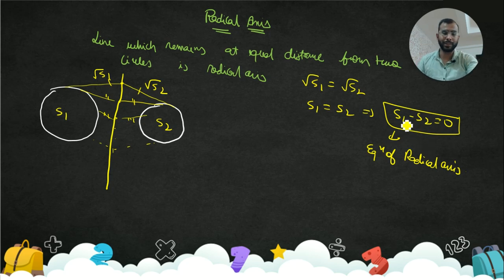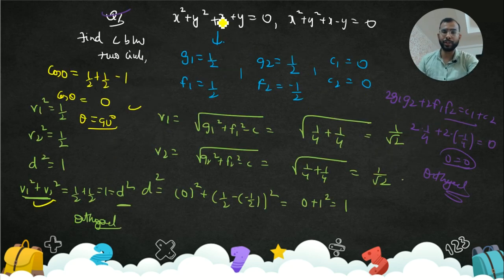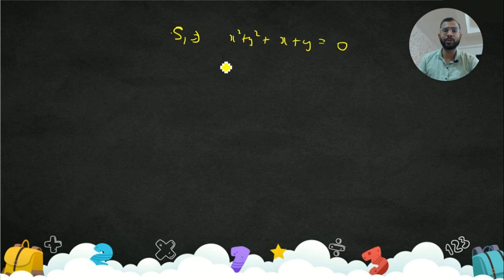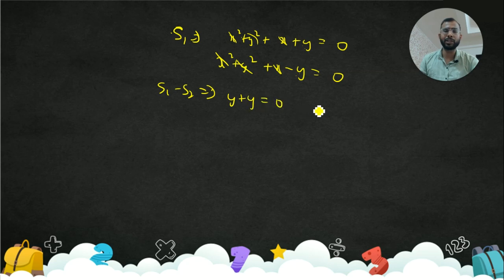For example, S1 minus S2 equal to 0, in this question you did, see what equation will be formed. Let me write it once and tell you quickly. S1 is x square plus y square plus x plus y equal to 0, S2 is x square plus y square plus x minus y equal to 0. S1 minus S2, subtract both of them. This will get cancelled, this will get cancelled, this will get cancelled. This is y plus y, which is 2y equal to 0, which is the x-axis, which makes sense.